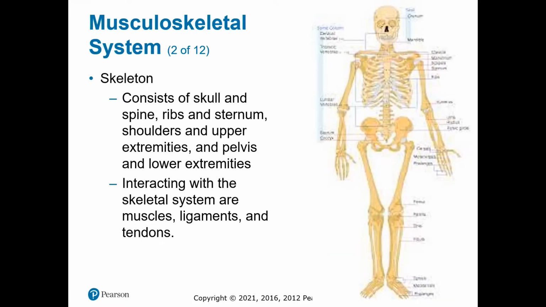The skeleton consists of the skull, spine, ribs, sternum, shoulders, upper extremities, lower extremities, and the pelvis. And interacting with the skeletal system to give the body the ability to move and flex and do all of the things that it needs to do are the muscles, the ligaments, and tendons.